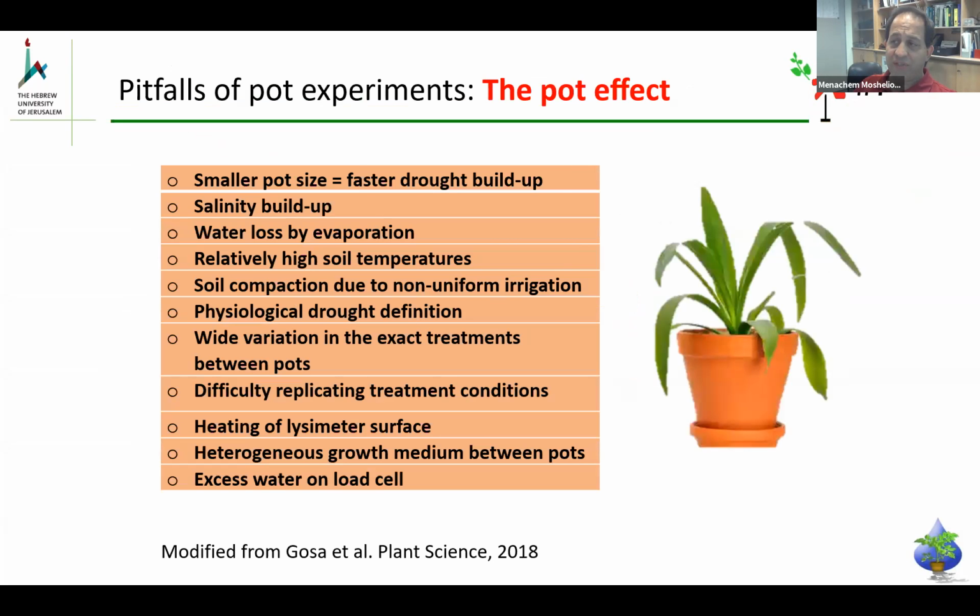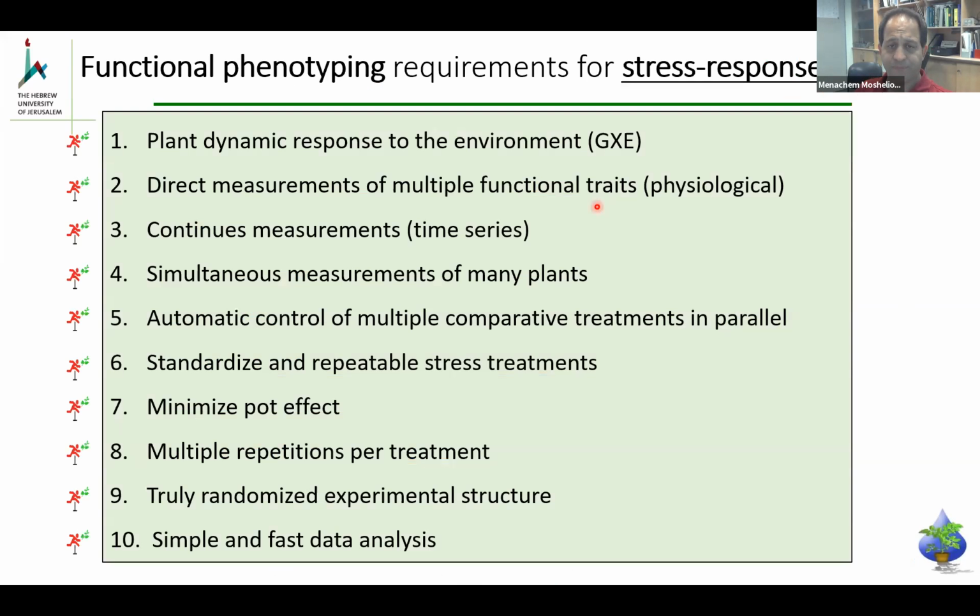The seventh challenge, challenge number 7, is the pot effect. This is a big challenge. Most of us, when we do the pre-breeding experiment, we do it in pots. We want to do it in the greenhouse before we go to the field. Nevertheless, working with pots leads to many problems, like small pot size causing fast drought buildup, salinity buildup. We have water loss by evaporation and so on and so forth. This was published, so I'm not going to get into details, but we must take care of the pots. We must remember pots may introduce noise and we must take care of that.